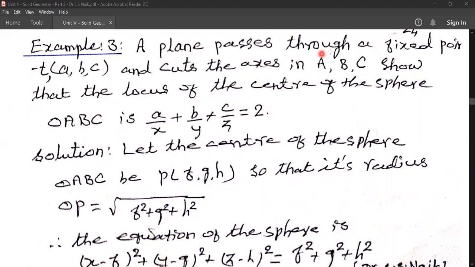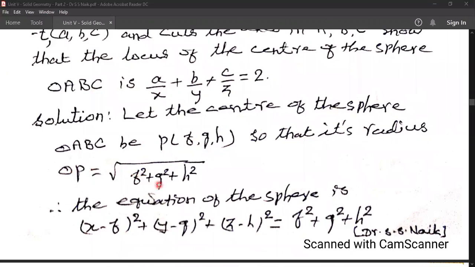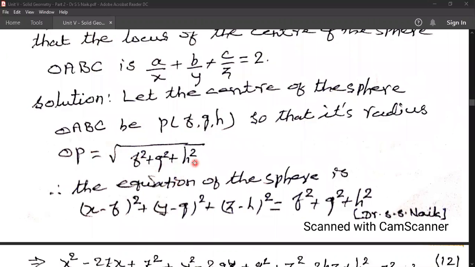A plane passes through a fixed point (a, b, c) and cuts the axes in A, B, C. Show that the locus of the center of the sphere OABC is a/x + b/y + c/z = 2. Solution. Let the center of the sphere OABC be P(f, g, h), so that its radius OP is equal to the square root of f square plus g square plus h square.